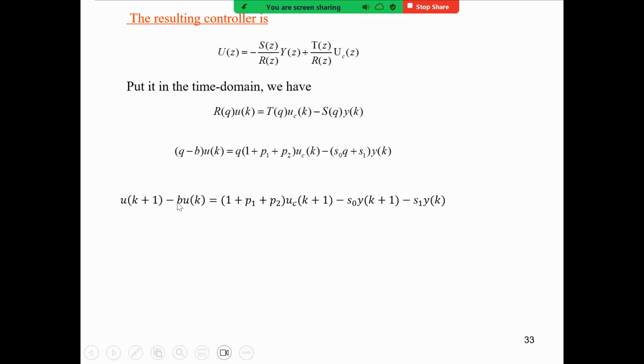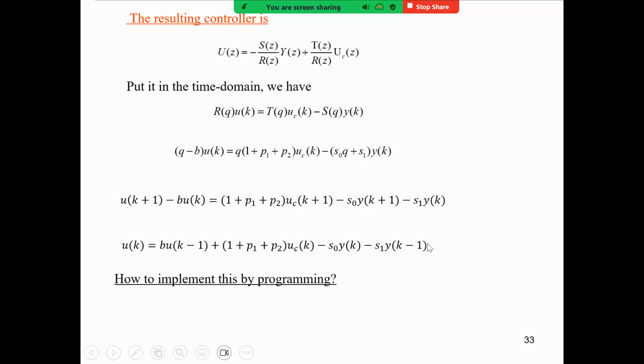Let's just backward shift both sides. Actually, we have this one is u(k). I put this on the right side. Backward shift by 1, so the current input can be computed from the past input right here. This is the current command signal which is given. Now this is y(k+1), change to y(k). This is y(k-1). Therefore, you look at that, then you can write a program to implement that. How to implement this? By programming. Of course, you just do it by loop.